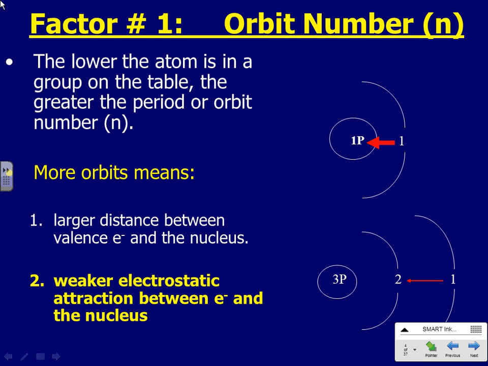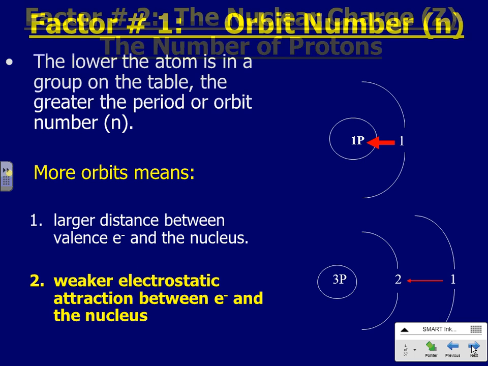So as you move down the periodic table, there's a larger distance between the valence electrons and the nucleus. This results in a weaker electrostatic attraction between the electrons and the nucleus. It's easier to remove. Okay? So that's factor number one. And when we get talking about size and ionization energy and electron affinity, and we're going to explain all this stuff, you will use that logic when comparing two things that are above and below each other. And we'll practice a whole bunch of them.